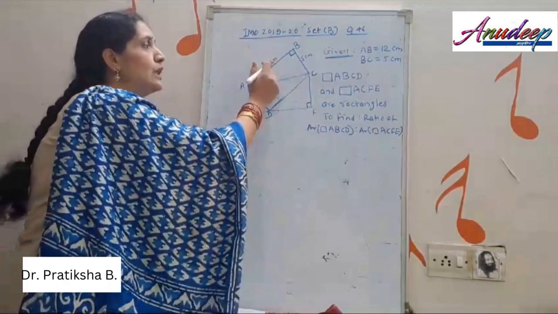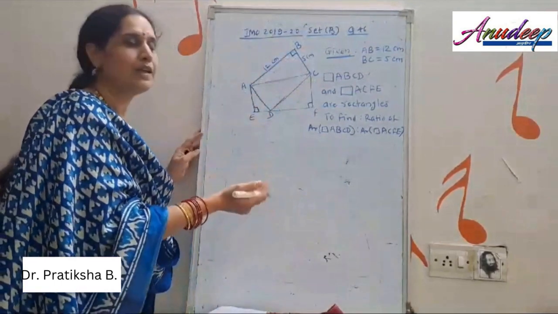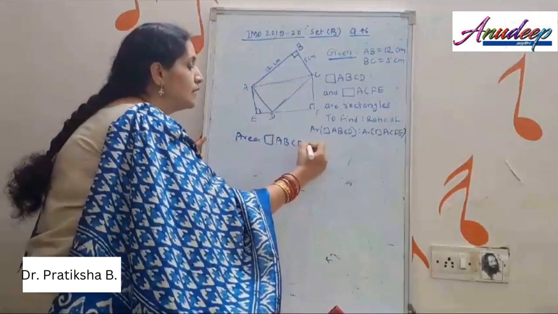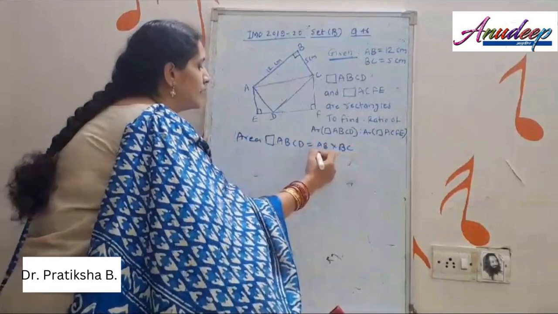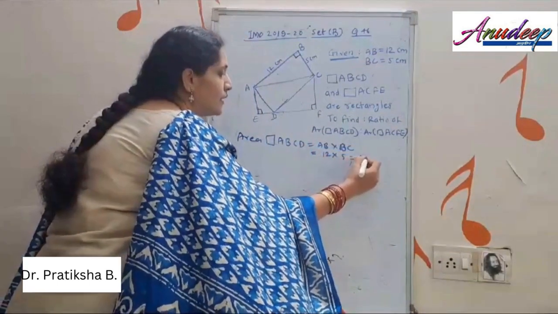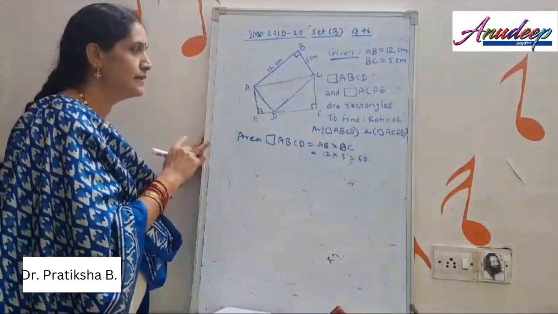So if you know the length and breadth of a rectangle ABCD, you can obtain the area of rectangle ABCD. It will be length into breadth, that is AB into BC. It will be equal to 12 into 5, that is 60. So this is the area of ABCD.